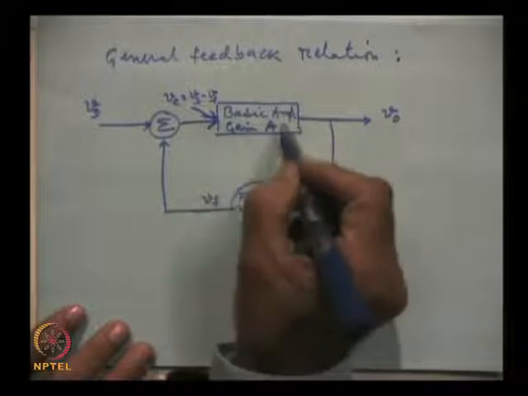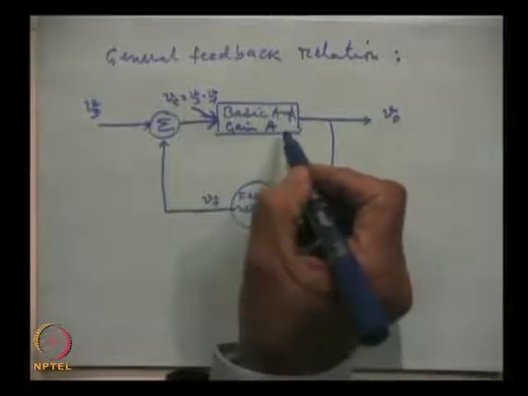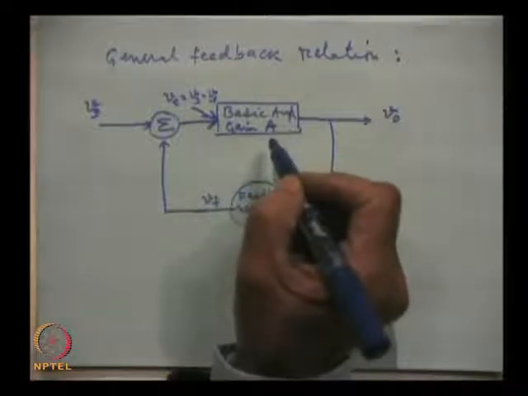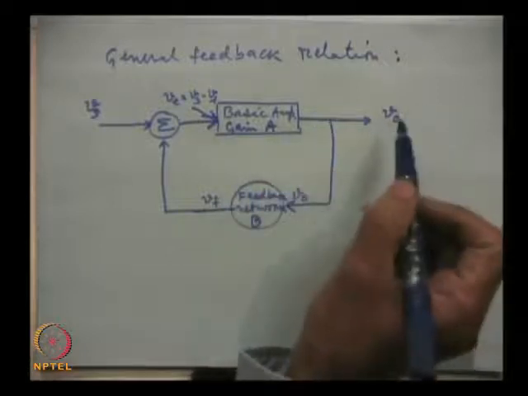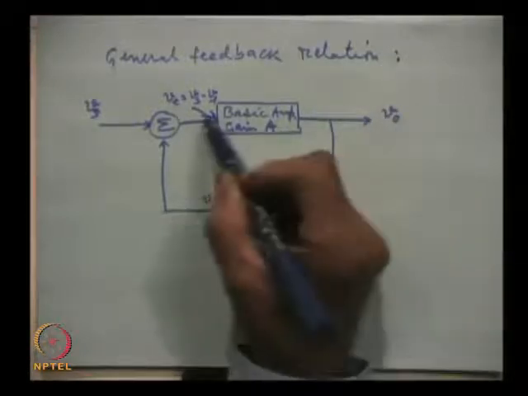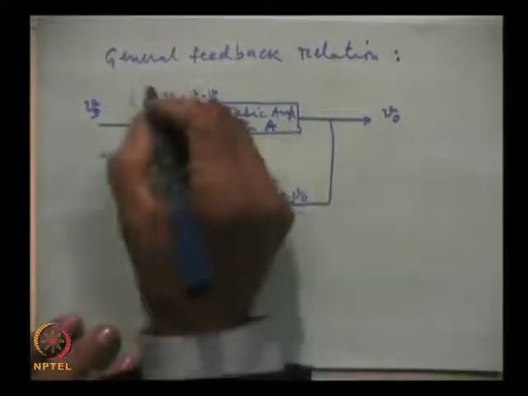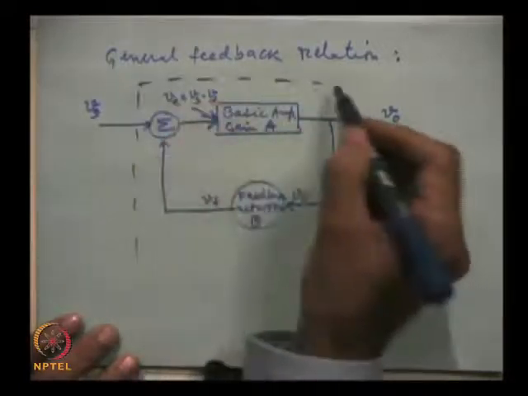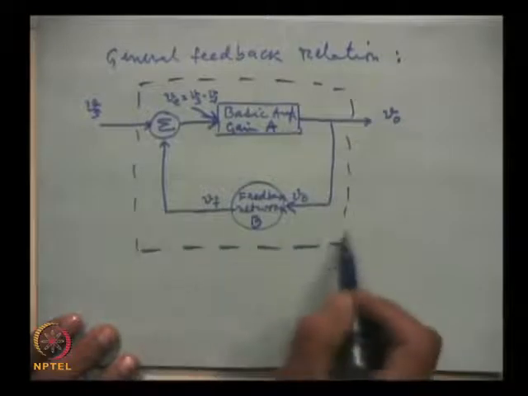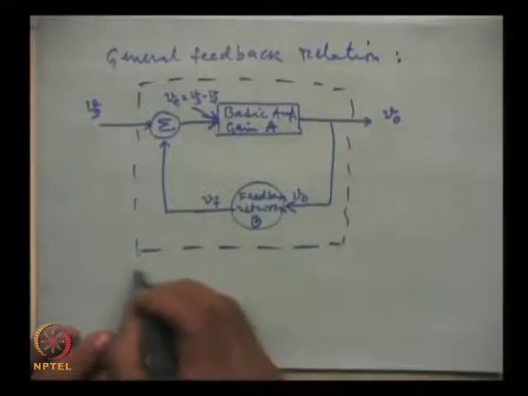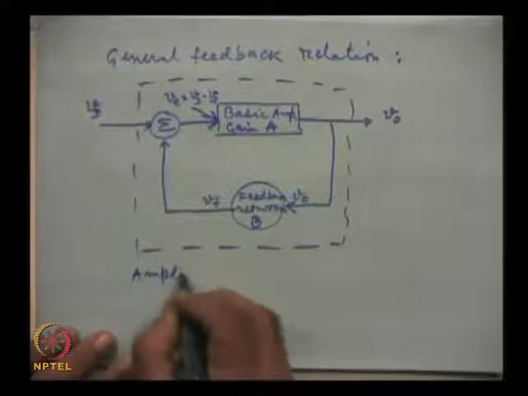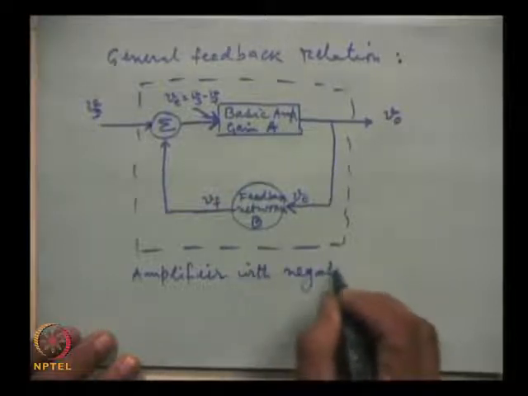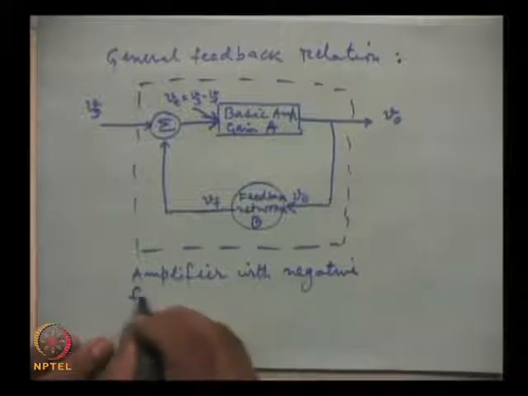Now this is the basic amplifier, which has open loop gain A, and since we are considering a voltage amplifier, A will be the ratio of the output to the input of the amplifier. And when we incorporate the negative feedback, this whole is the amplifier with negative feedback.